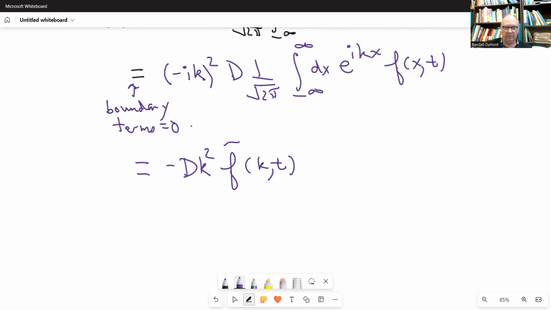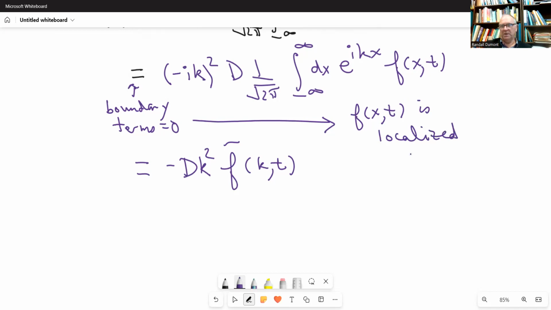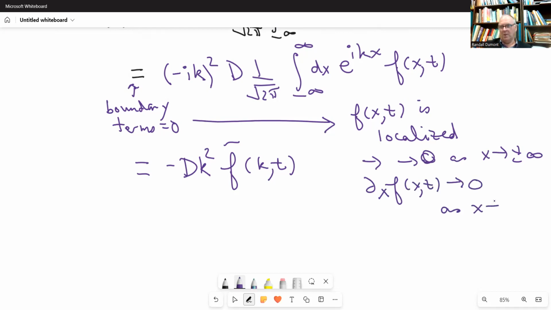Oh, boundary terms, why are they 0? So this is true because f of x,t is localized, which means it goes to 0 as x goes to plus or minus infinity. So those are my boundary terms. And also, if it goes to 0, then so does the derivative. Because if it's 0 at infinity, well, 0 is flat. It's got 0 derivative as well.